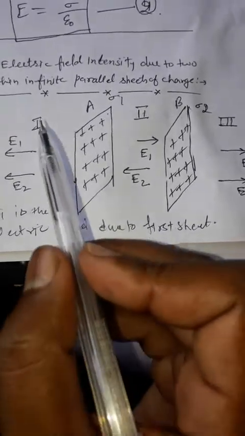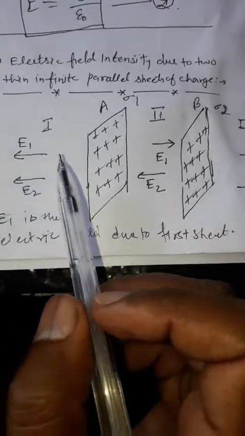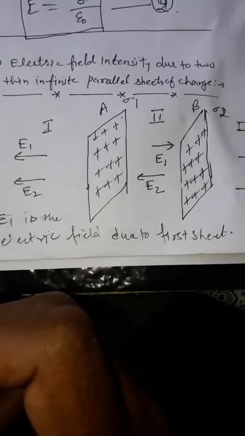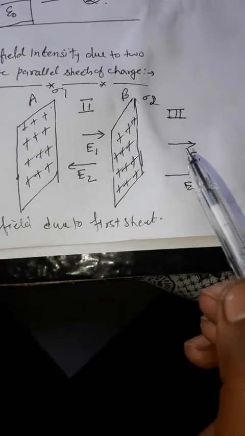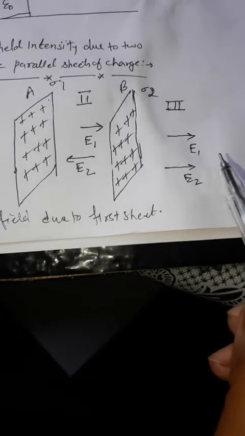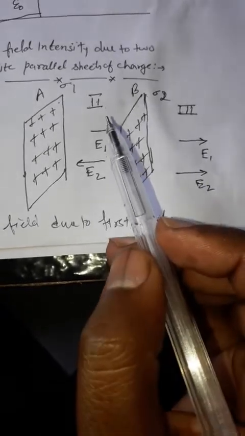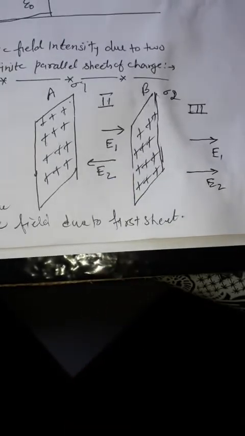Okay. So from the diagram it is clear that in the first region there are two electric fields E1 and E2, and both are in the same direction. Similarly, in the third region, there are two electric fields in the same direction, in positive x-axis. And in the second region, there are two electric fields opposite to each other.